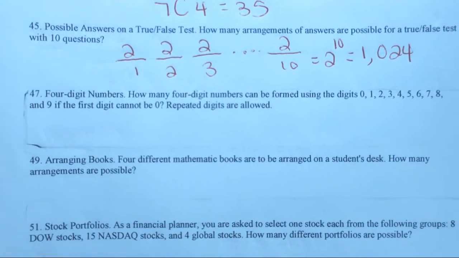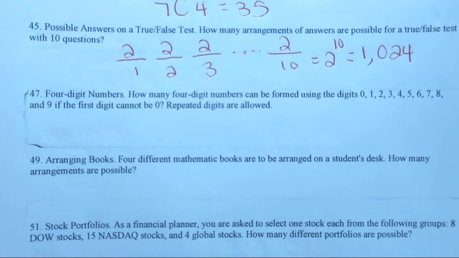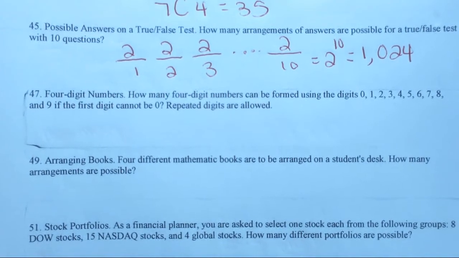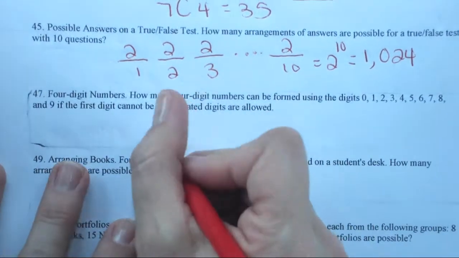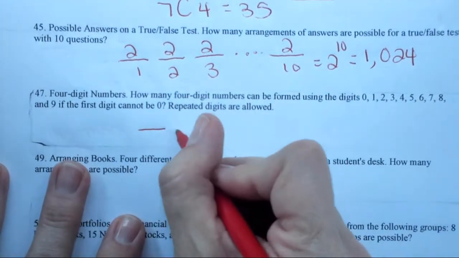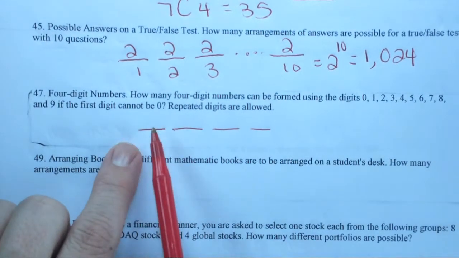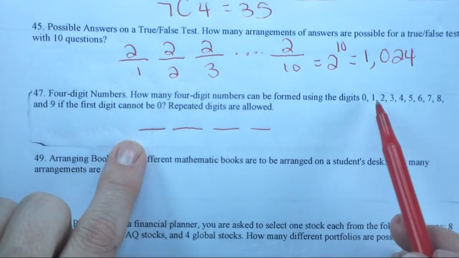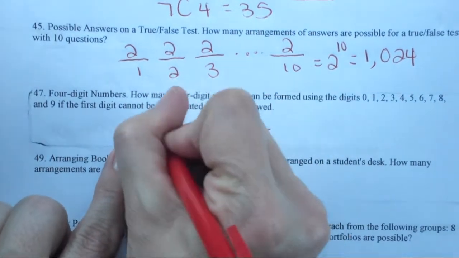Okay, let's go to 47. A 4-digit number. How many 4-digit numbers can be formed using the digits 0, 1, 2, 3, 4, 5, 6, 7, 8, and 9 if the first digit cannot be 0? Repeated digits are allowed. All right, so I'm going to set this one up. I want a 4-digit number, so 1, 2, 3, 4. So it says the first digit cannot be 0. That means I have 1, 2, 3, 4, 5, 6, 7, 8, 9 different numbers that it could be.